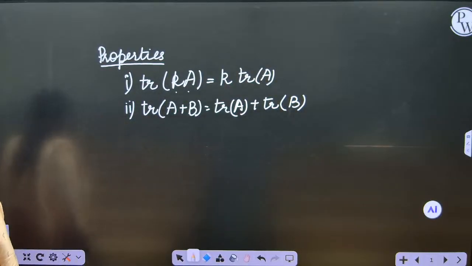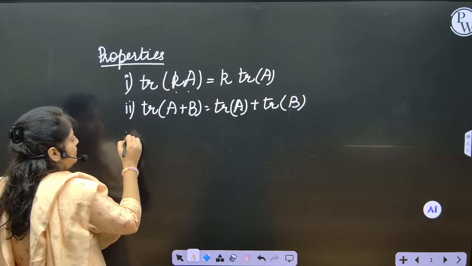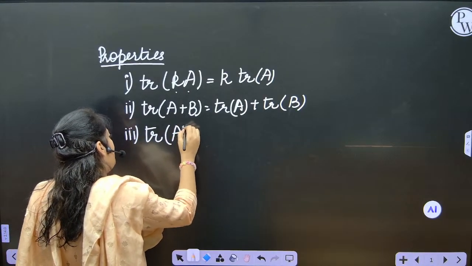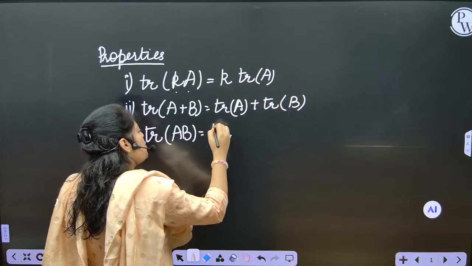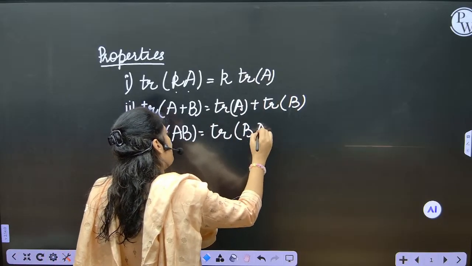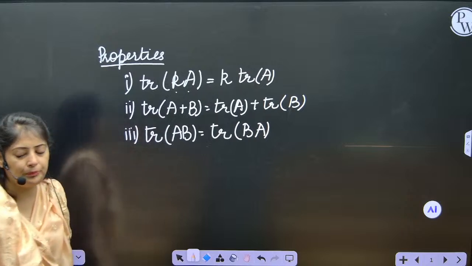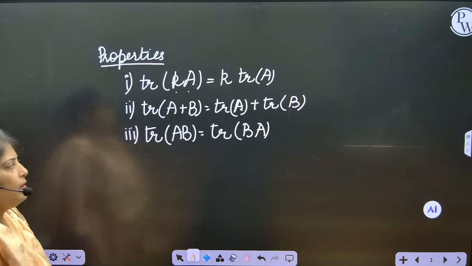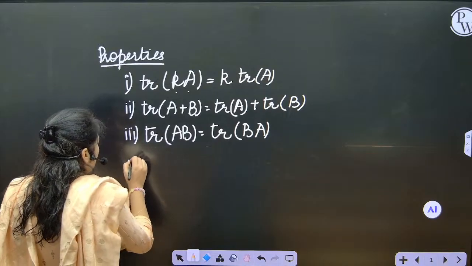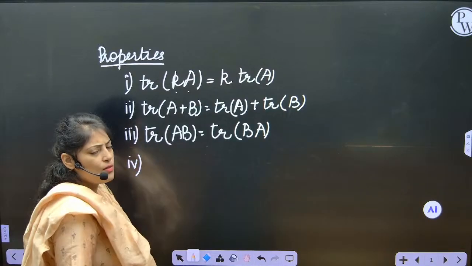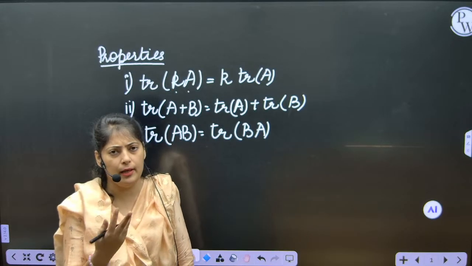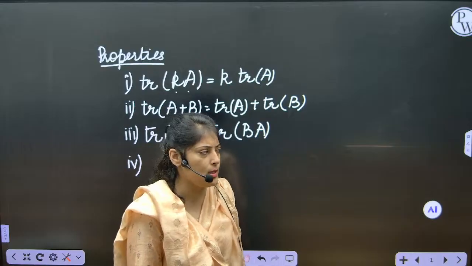Trace of AB equals trace of BA. This will be applicable during the question. If any question is related to this, then you can apply the concept.